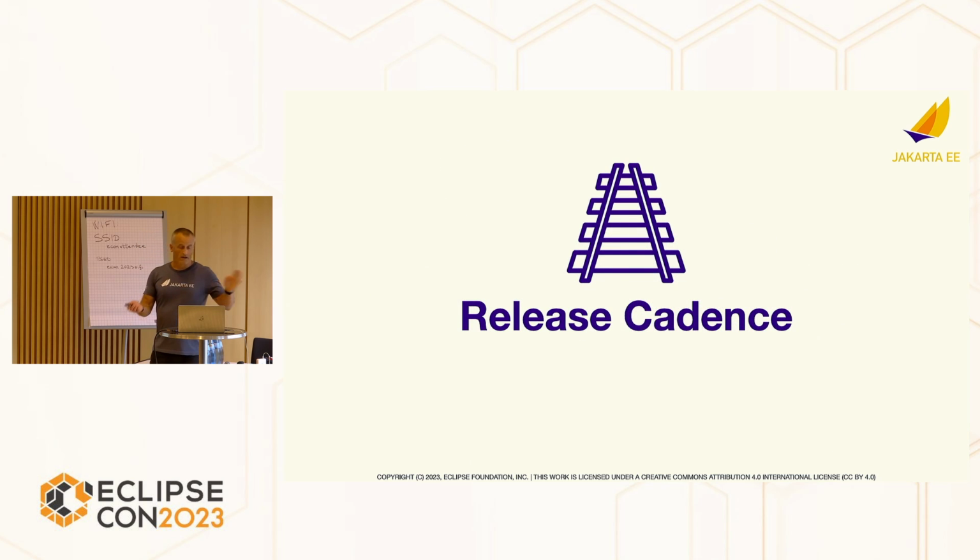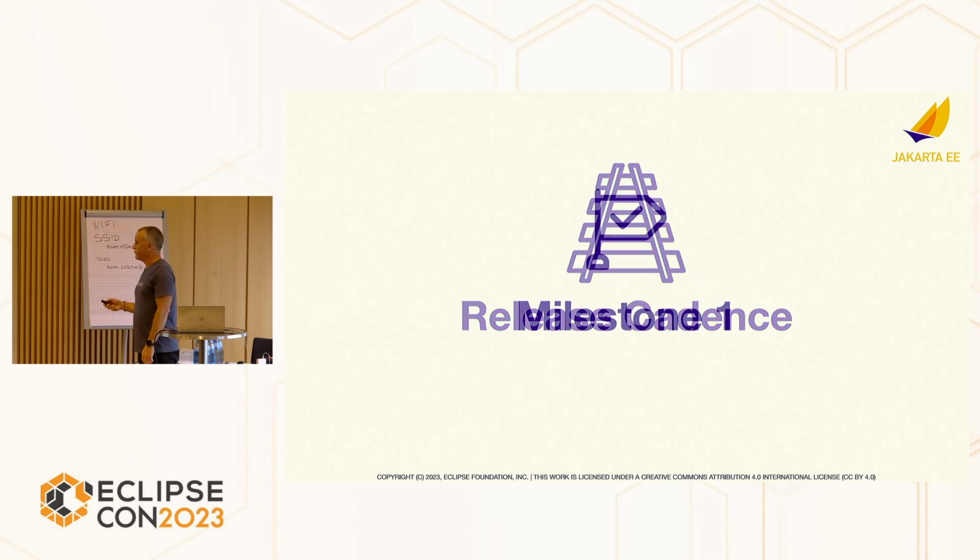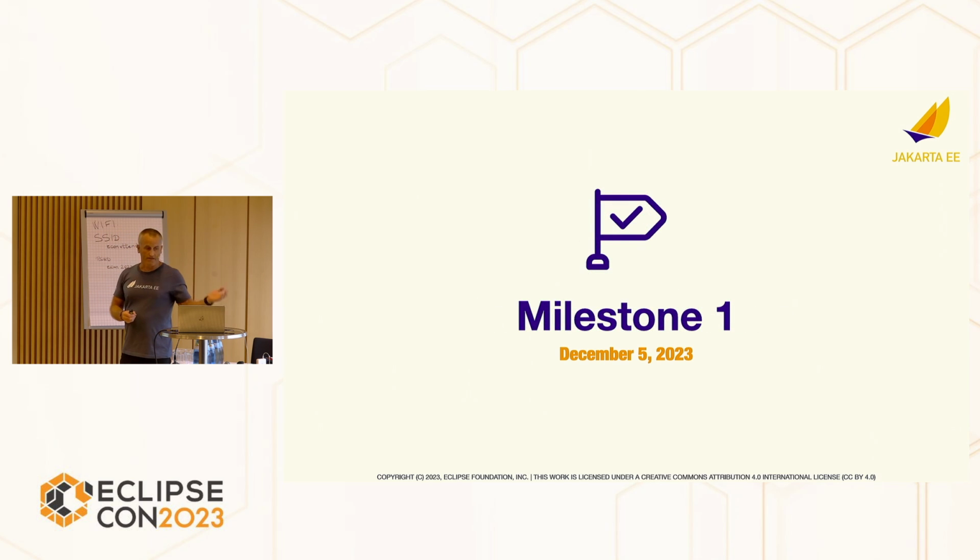We also tried to set a release cadence for upcoming Jakarta EE releases. This release cadence is to be 6 to 9 months after a Java SE LTS release. So Java 21 was in September of this year. If we add those 6 to 9 months, we will end up around June, July next year. And that is the target date for Jakarta EE11.